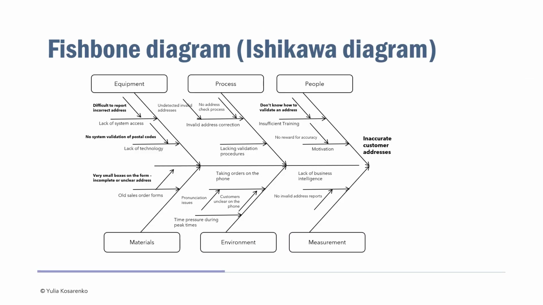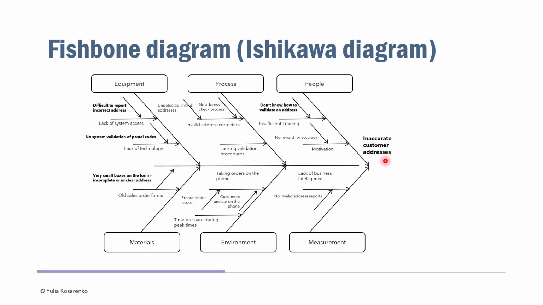So one of the handy techniques to use is called a fishbone diagram or Ishikawa diagram. This diagram helps you capture multiple causes of the problem. In my case, I have an example here. My problem is inaccurate customer addresses in the system. And the fishbone diagram looks like this.